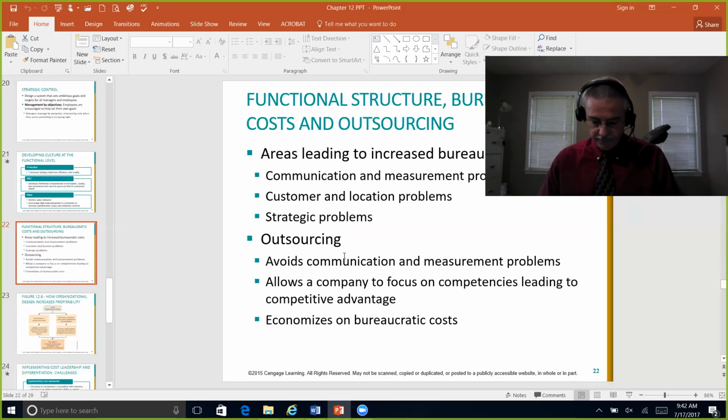So let's look at a few of these very quickly. One of those being communications, where if you have functional hierarchies where they evolve, functions can grow more remote from one another, and it becomes increasingly difficult to communicate across functions and coordinate their activities.